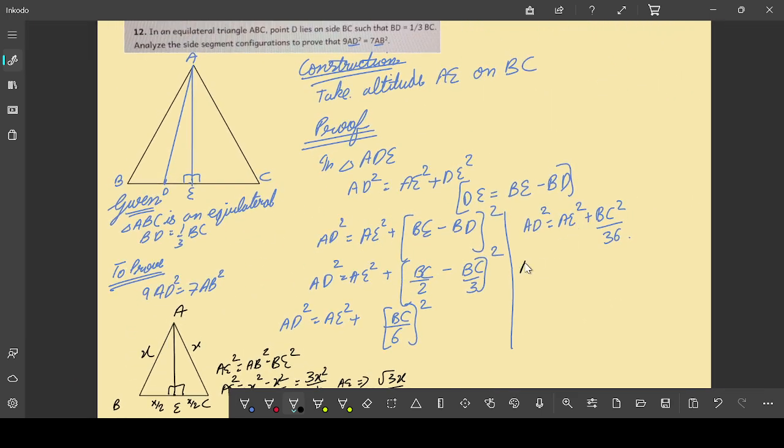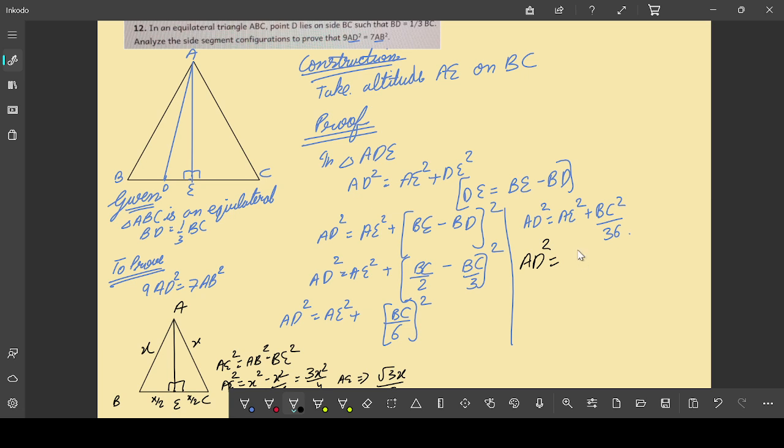So AD square will be, okay, AE square is 3x square by 4 plus BC square by 36. BC is also a side of the equilateral triangle, so I can write it as x square by 36. Take the LCM, 36, 9 times, 27x square plus x square. It will be 28x square by 36. That's the value of AD square, right? So AD square is 28 by 36 x square. I can simplify it: 4 sevens are 28, 4 nines are 36. So AD square is equal to 7 by 9 x square.